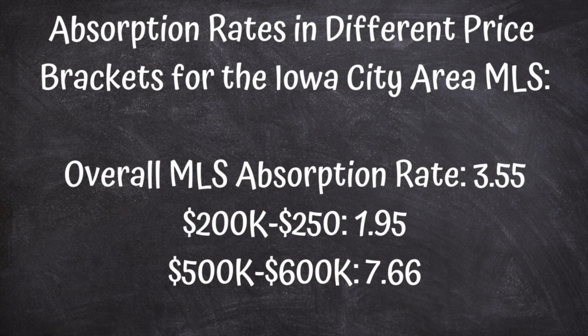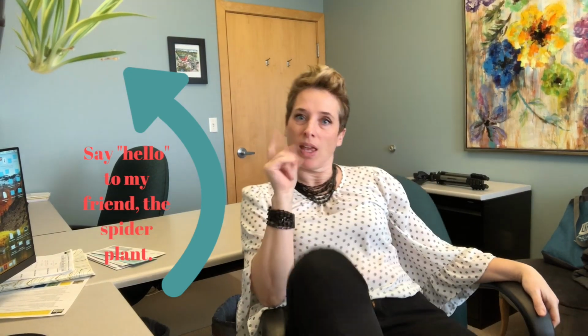Now, before you go skipping off into the sunset with your handy dandy absorption number, it's important to realize that all is not the same throughout the entire market. The absorption rate for one price point or neighborhood could be a different story for another price point or another neighborhood. Take a look at these data points for the Iowa City area MLS. So what do these numbers mean in real life for both buyers and sellers?